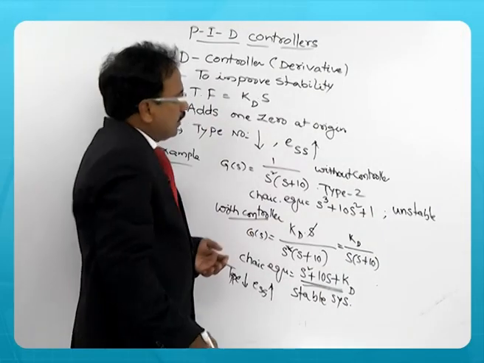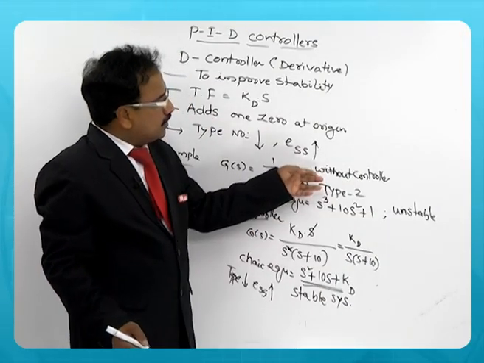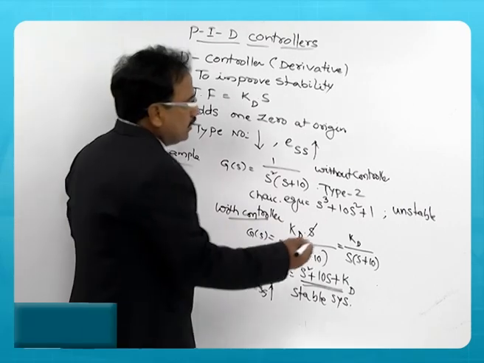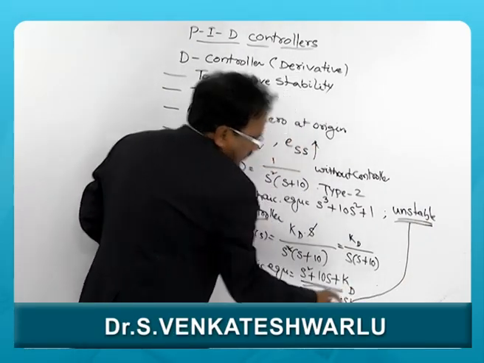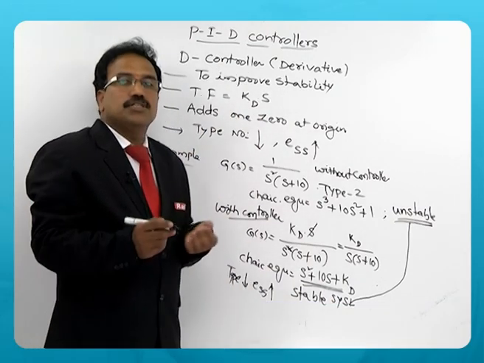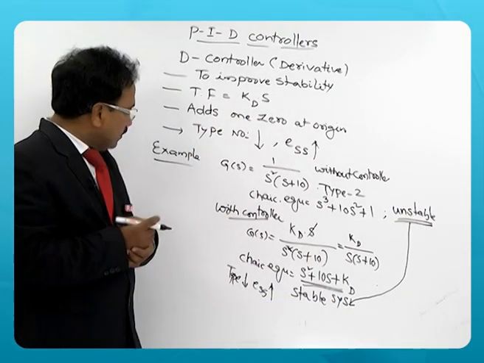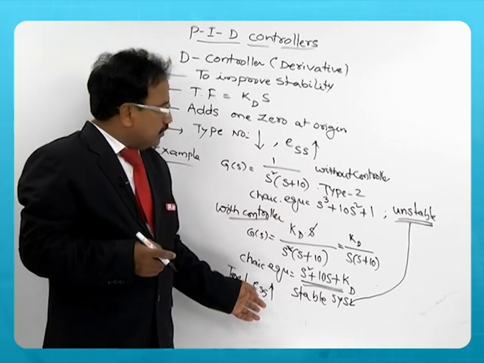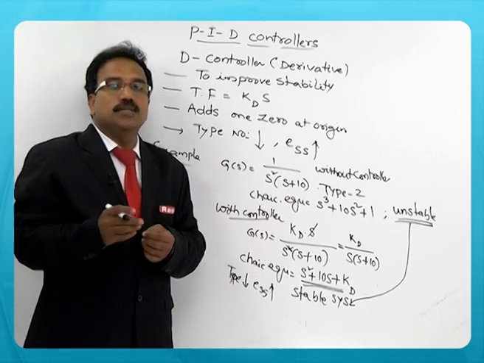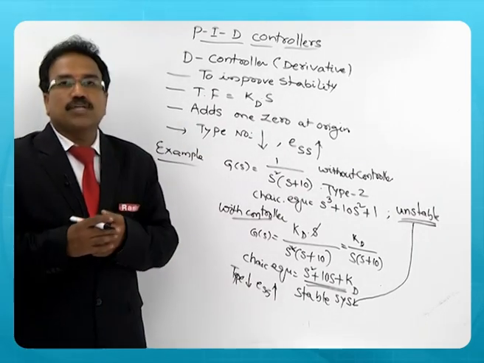So compared to the system without controller, which is already unstable, it has become stable here because of the addition of derivative controller, but steady state error is increased because of the derivative controller. That is the limitation of derivative controller.